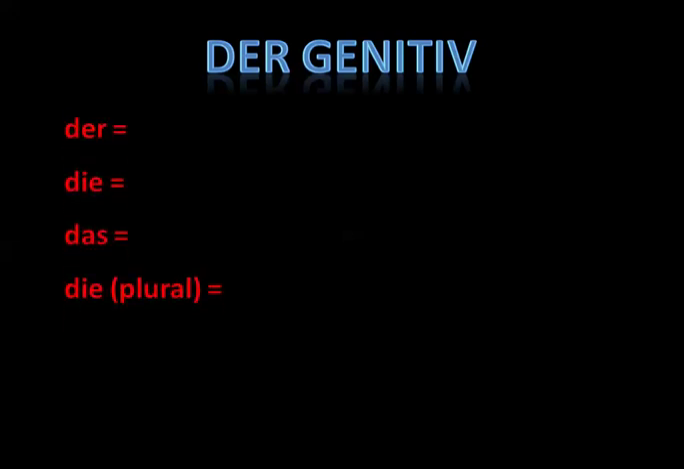Now in German there are four basic cases: the nominative, the accusative, the dative, and the genitive. And we have talked in other videos about the other three cases. Here we have the definite articles, der, die, das, and die for plurals. And we're going to look at how they change in the genitive. So in the genitive, der words, masculine nouns, will change to des. Die words, or feminine nouns, will change to der. Das words, or neuter nouns, will also change to des. And die words, representing plural nouns, will also change to der.